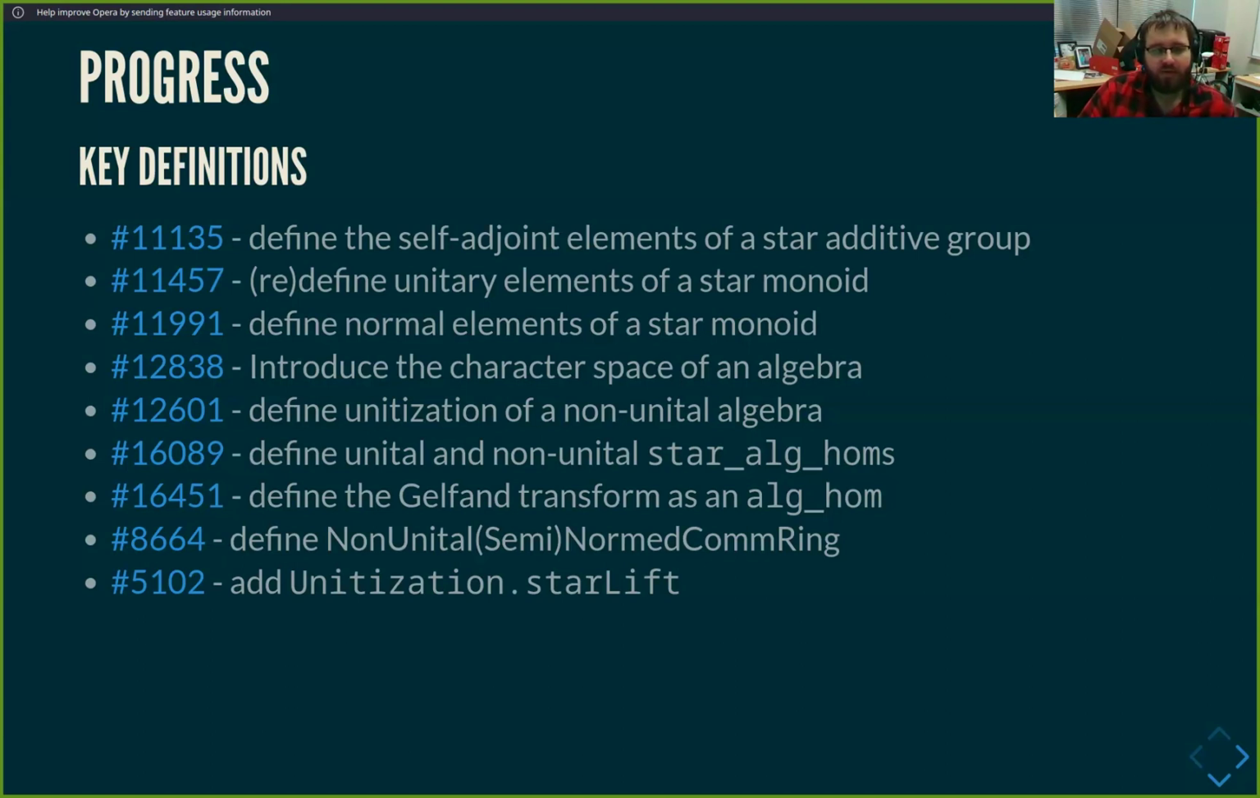And then this unitization star lift is just the universal property of the unitization. It says if you have any non-unital algebra and a non-unital algebra homomorphism into a unital one, then you can lift it to a unital algebra homomorphism from the unitization.